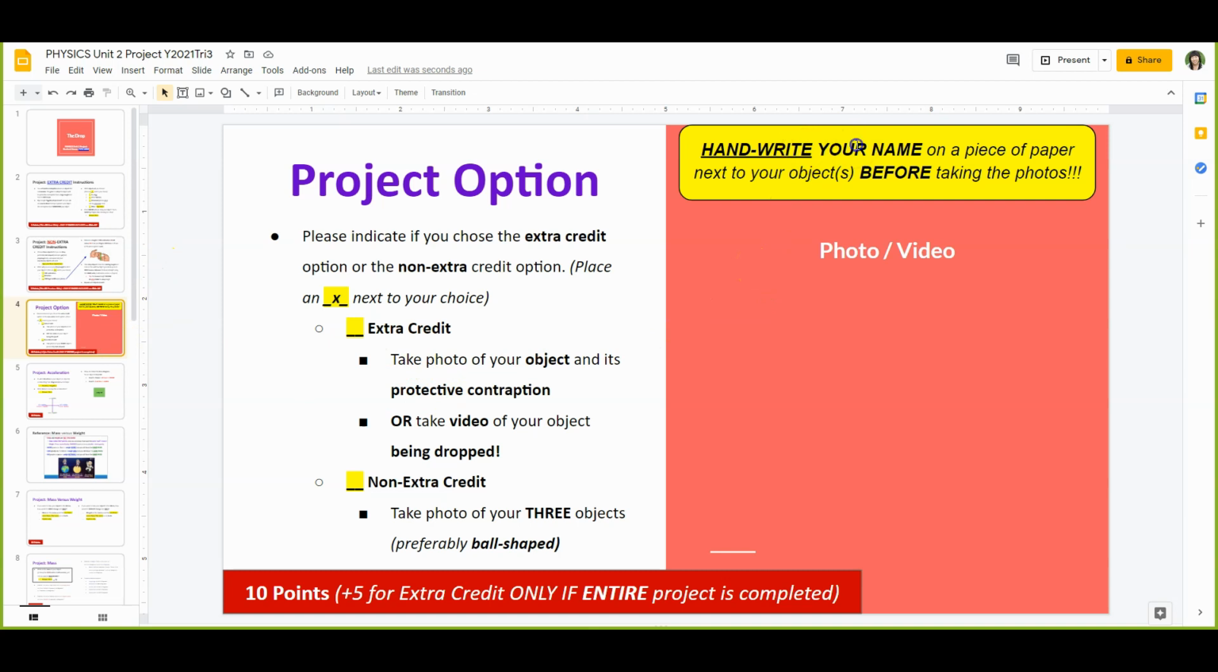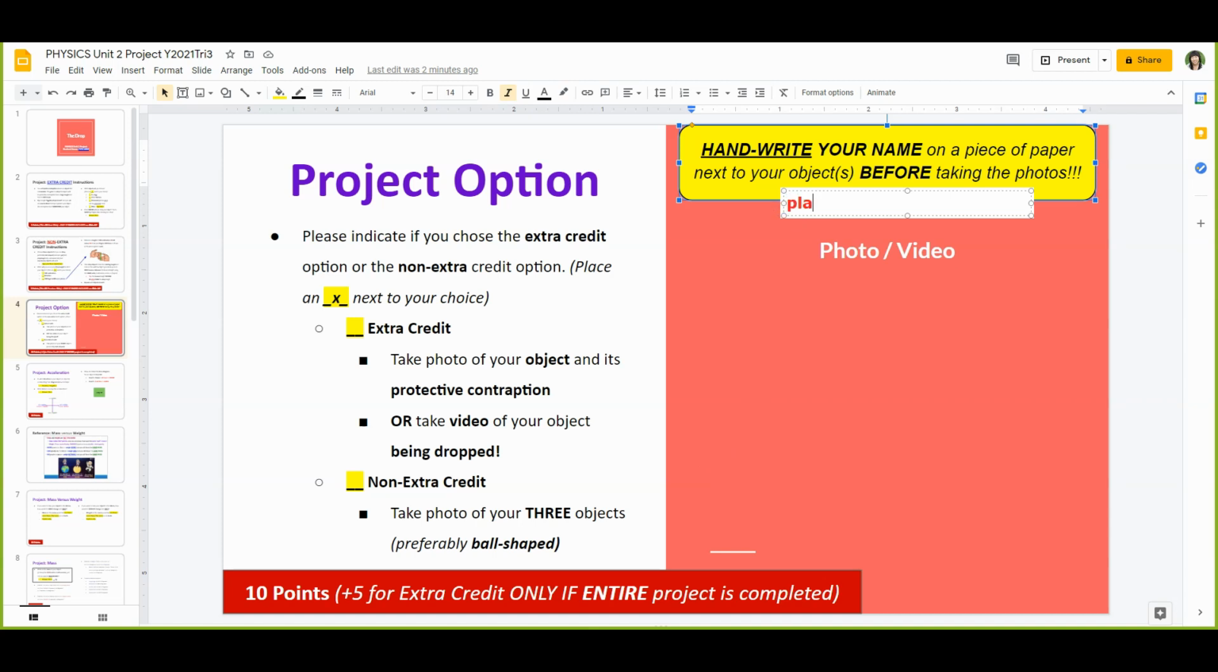Make sure you handwrite your name on a piece of paper next to your objects before taking your picture. Otherwise, we don't know if you just plagiarized it. So this is for plagiarism reasons.